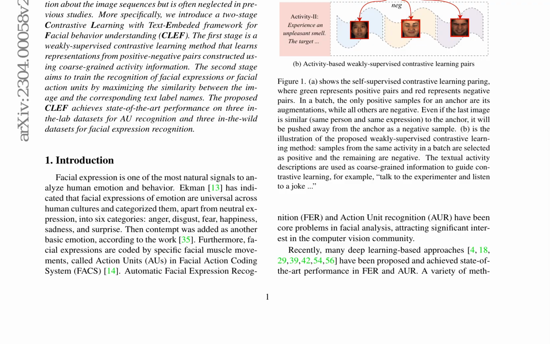CLEF comprises two stages, both using a unified vision-text architecture, CLIP. In pre-training, positive samples are from the same activity, and negative samples are from different activities. Activity descriptions are used as coarse-grained labels to guide weakly-supervised contrastive learning, minimizing intra-activity differences in representations. CLEF leverages activity descriptions to create positive-negative pairs, encouraging the encoder to focus on activity features rather than identity features.